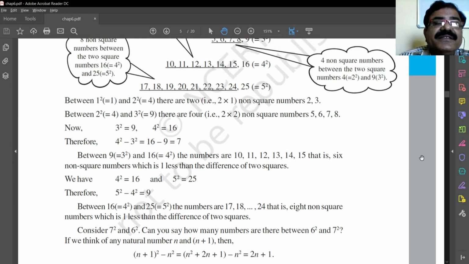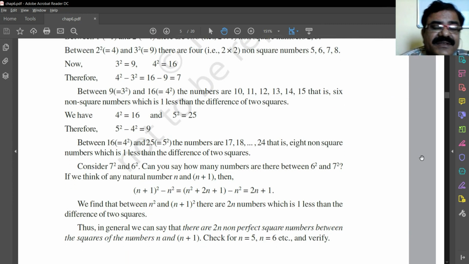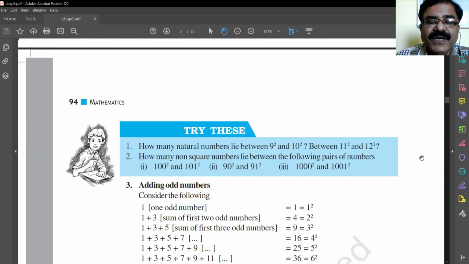For example, n plus 1 the whole square minus n square is 2n plus 1. So between n square and n plus 1 square, there are 2n numbers, which is 1 less than the difference of the two squares. In general, we can say that there are 2n non-perfect square numbers between the squares of the numbers n and n plus 1. You can check it by taking values of n and verify.